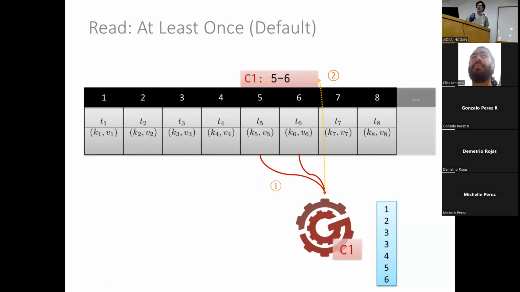So this is why it's called at least once, because some of the messages we could potentially read more than one time. But because we wait on the acknowledgement of the consumer to update the offset in Kafka, we know that we're going to read each message at least once. So this is the default behavior of Kafka. If you don't set any particular parameters, you can assume the at least once behavior.